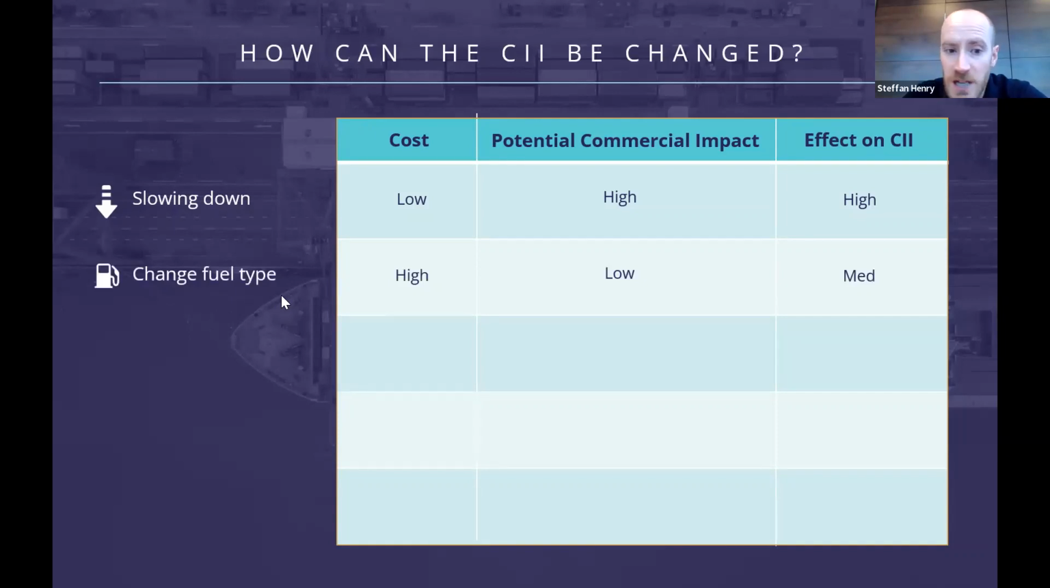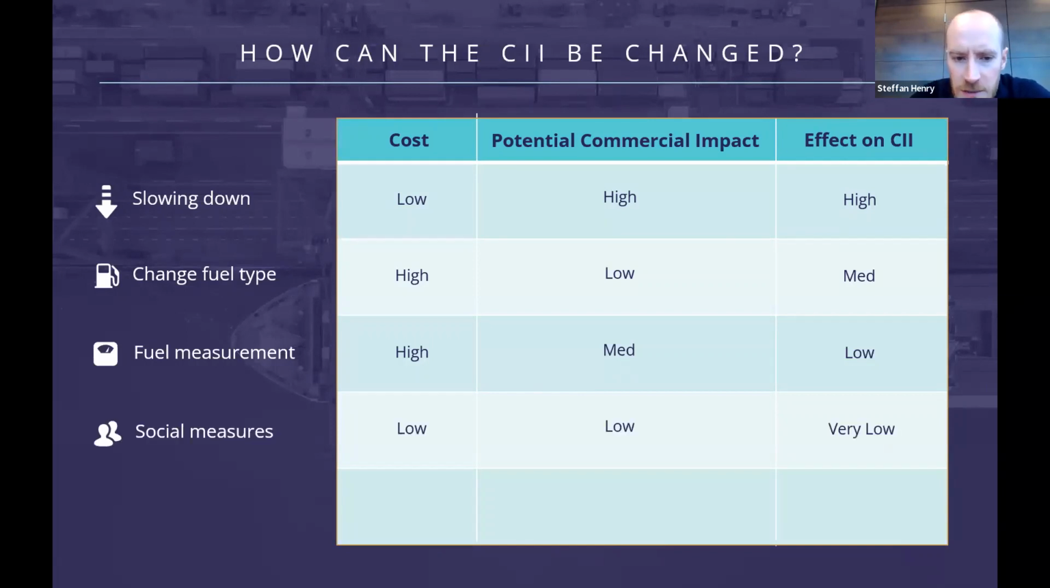You can change the fuel type as well to a less polluting fuel type, quite costly to implement, but will have quite an effective impact on the CII score. Alternative fuels, things like methane, LNG, ammonia. Other options include fitting fuel mass flow meters to more accurately measure the fuel consumption, therefore ensuring the reporting is accurate, so the CII score is actually very accurate.